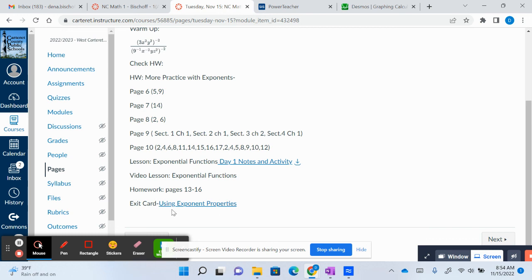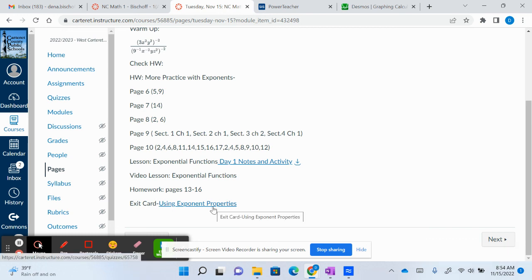You also have an exit card. Some of you guys did it yesterday because it popped up on your to-do list. I had made it for yesterday, but remember we had to push everything back. So you have an exit card on using exponent properties. It's open until midnight tomorrow night. Don't wait till midnight tomorrow night to do it, but get it done. Tomorrow, I'm going to teach a lesson, and then you are going to do a 5-question quiz on exponents. 5 questions, okay?